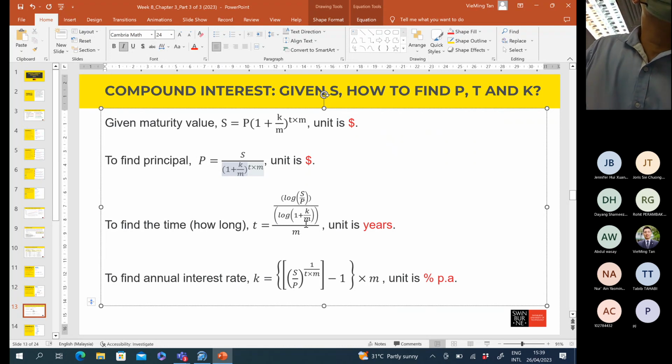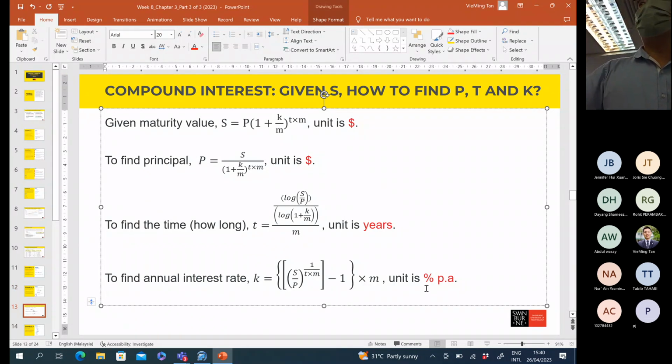Remember. Last one, K. K refers to the annual rate. Calculate the annual rate. If we transpose the first formula, then K is equal to S over P power 1 over Tm minus 1, and then multiply M. The unit for K is always a percentage PA. PA means per annum. So the final answer for K must be in percentage and then put PA at the back.